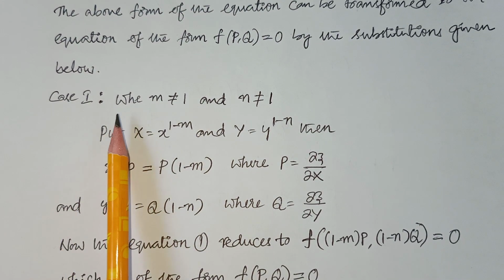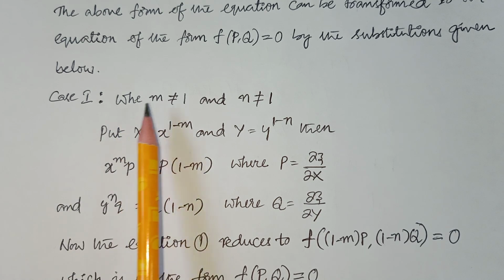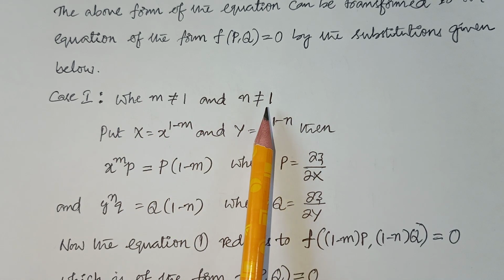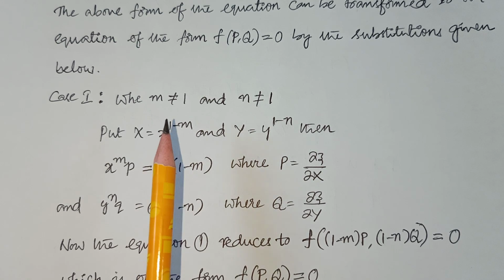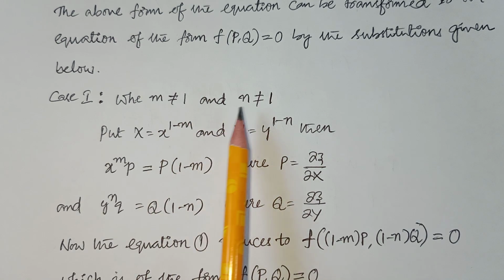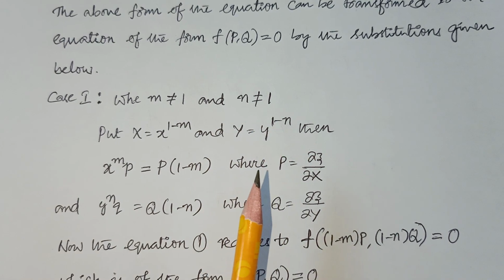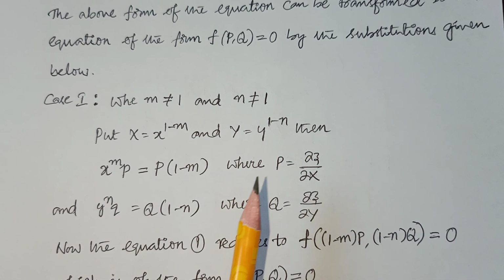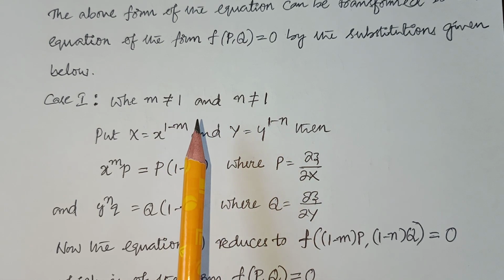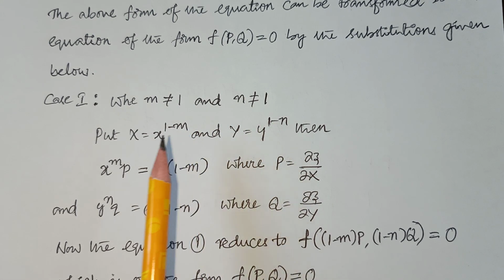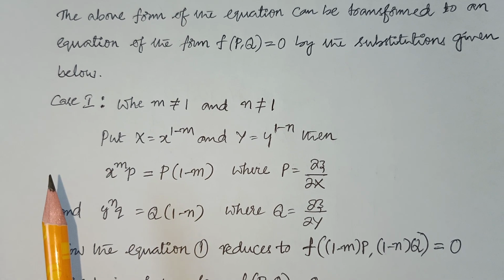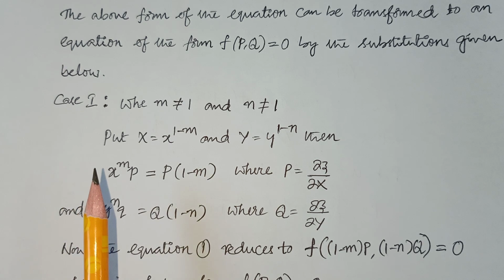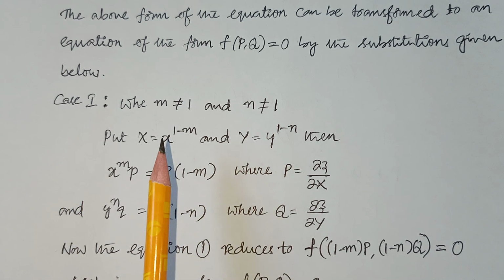First we'll discuss case 1, when m is not equal to 1 and n is not equal to 1. Apart from 1, we can have any other value like 2, 3, minus 1, minus 2. When m is not equal to 1 and n is not equal to 1, that means m can be any value other than 1. In that case, in order to transform this, we'll try to reduce the given problem by using some transformation.